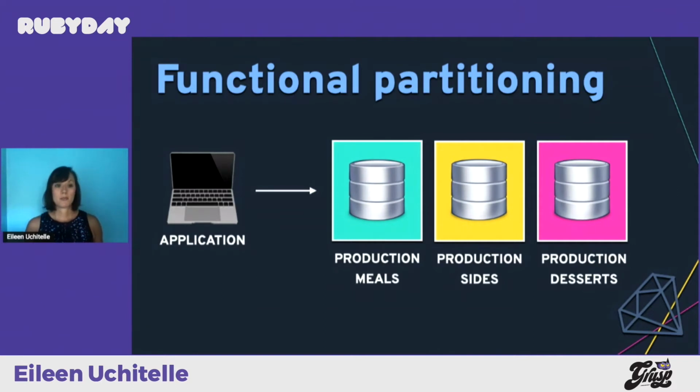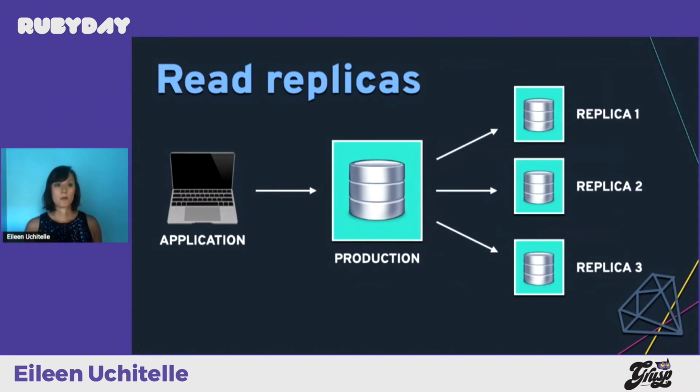Both of these types of database partitioning can also support read replicas. Replicas are copies of the primary writer database that are used to reduce pressure on the writing database for read queries. The goal is to send as many read queries, like selects, as possible to the replicas.